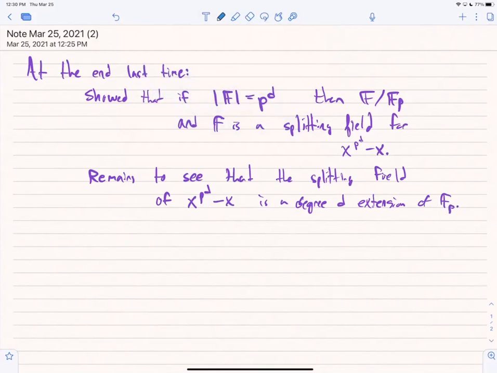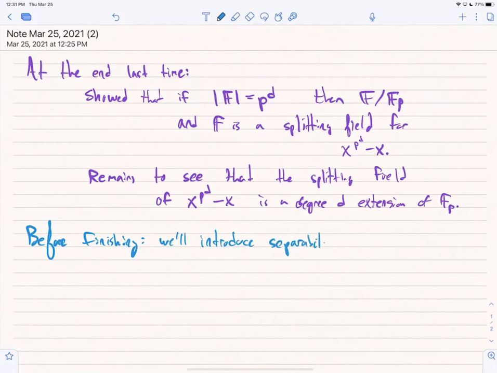But before getting there, there are a couple of concepts that we'll need more generally that we'll use here. So we're just going to do the more general concepts first, and then we'll come back to this. So before finishing this, we'll introduce separability. This is something I very briefly said at the end of last time as I flailed, but let me do it more carefully. So separability of polynomials and the Frobenius map.